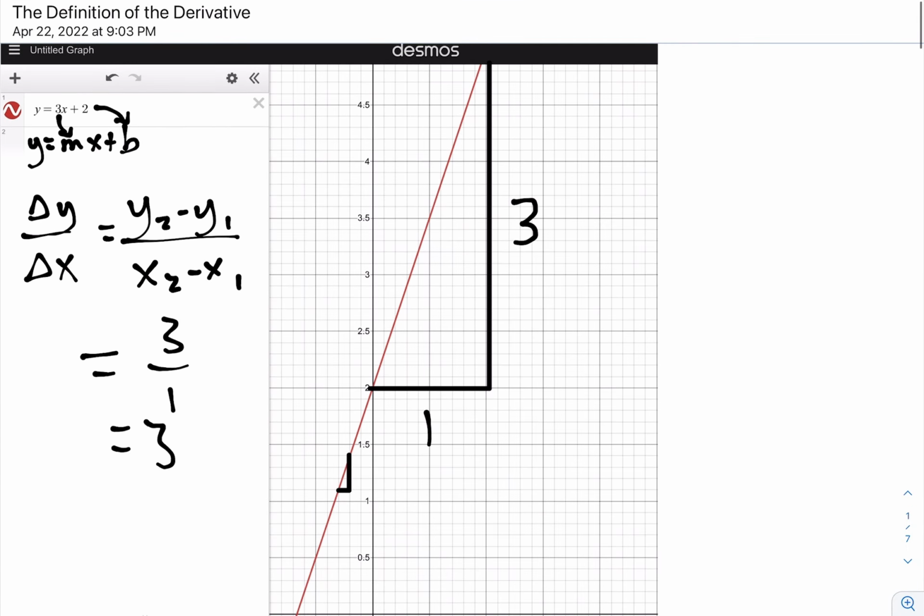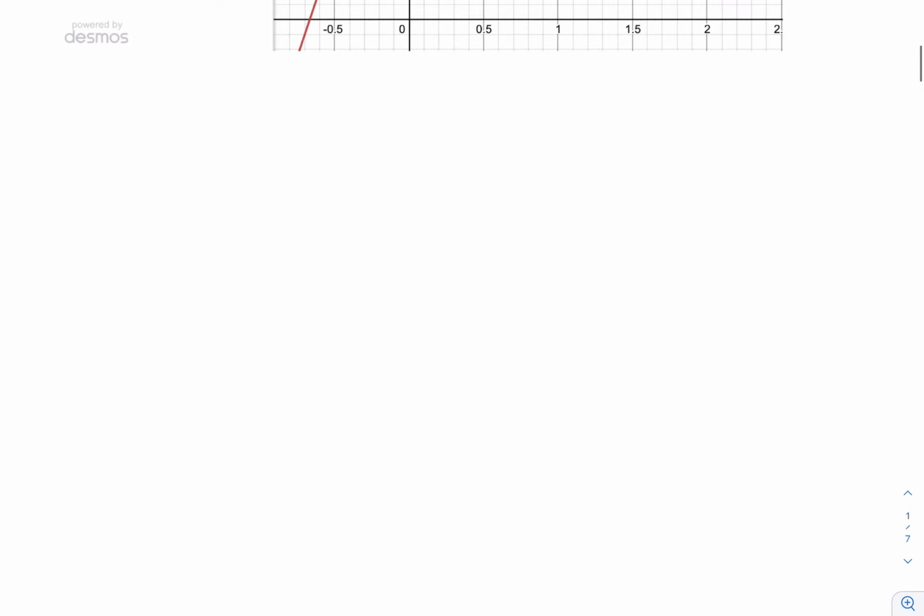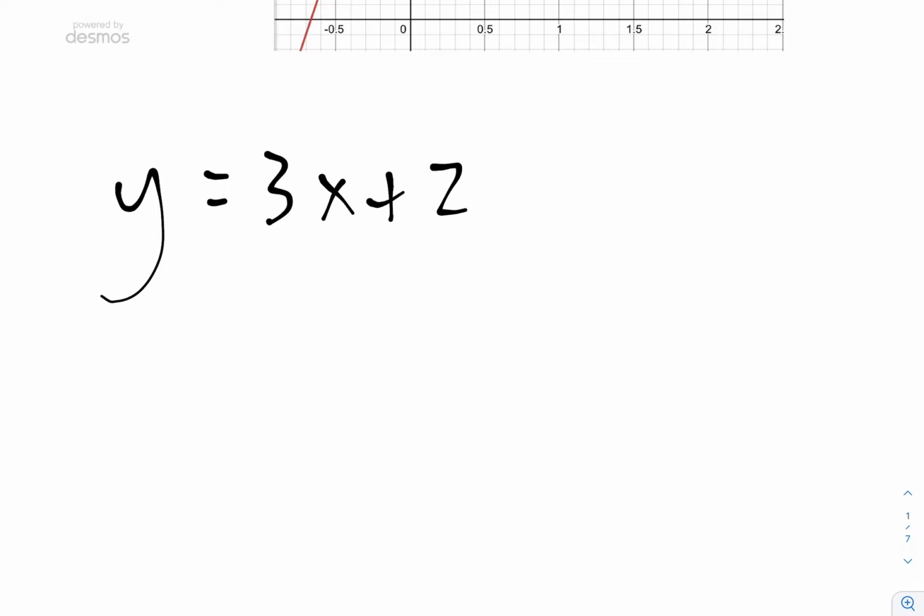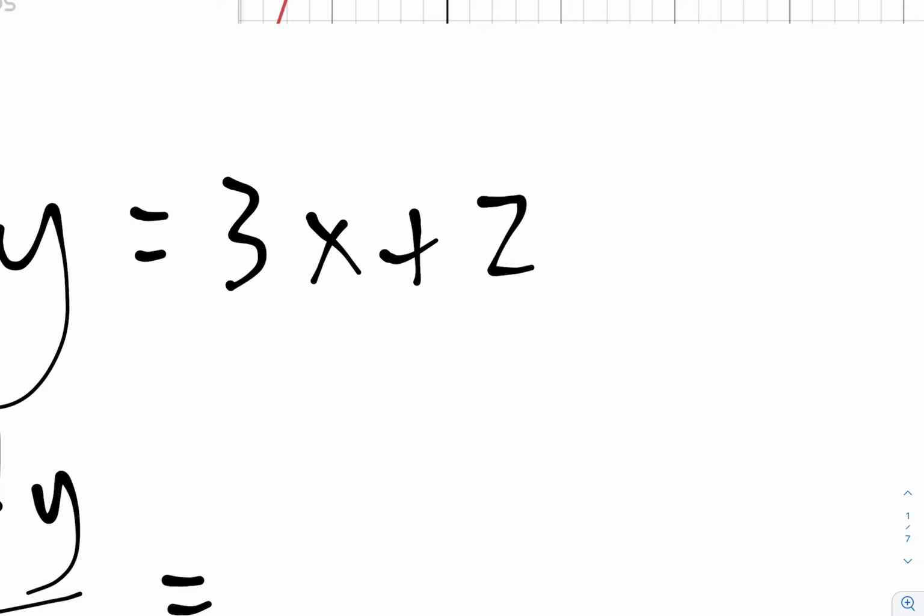We could also use the power rule for y equals 3x plus 2. So for y equals 3x plus 2, how could we find the derivative of this? We're going to go dy by dx. Well, using the power rule, the imaginary exponent on the x is just 1. So if we bring the 1 out to the front and multiply it by the 3, we're going to get 3 times 1, which is just 3. And we're going to reduce this exponent of 1 to 0.